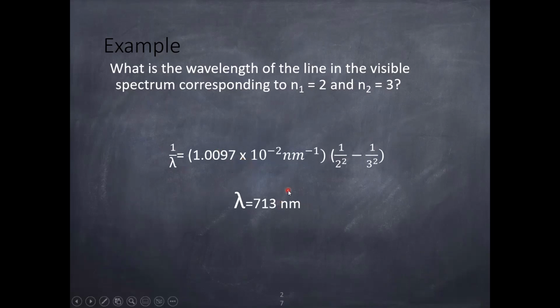It's 1.0097 times 10 to the negative second inverse nanometers. When we go through and solve for it, we're going to hit 713 nanometers here. Just recognize that in this case our unit will be nanometers, because in the equation itself we've got inverse nanometers, and on the left-hand side we've got wavelength on the bottom. So we've essentially just got to flip everything, which is why we'll have nanometers there.